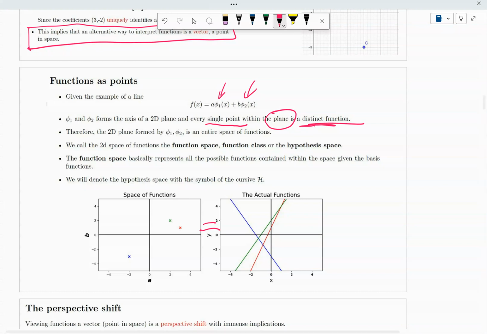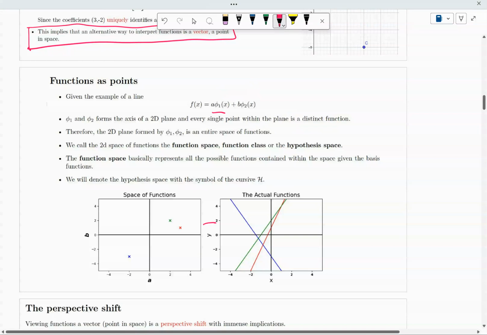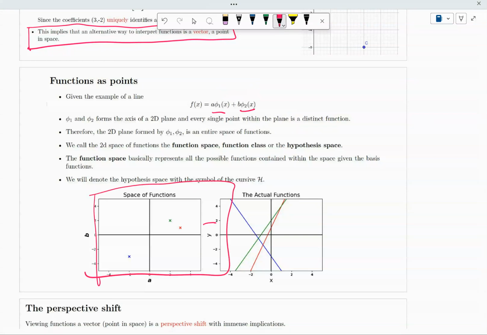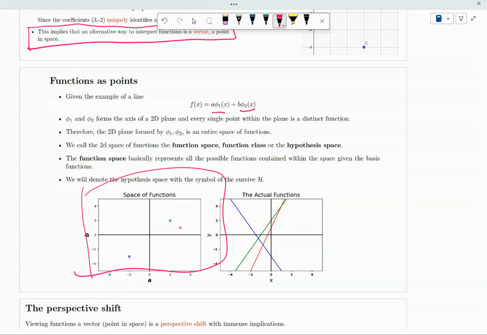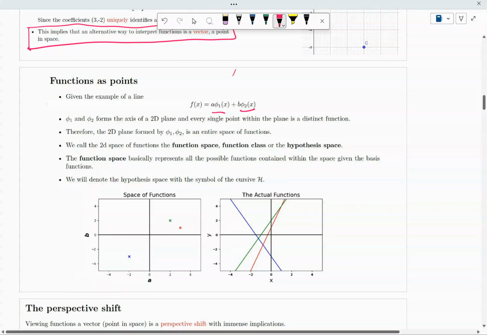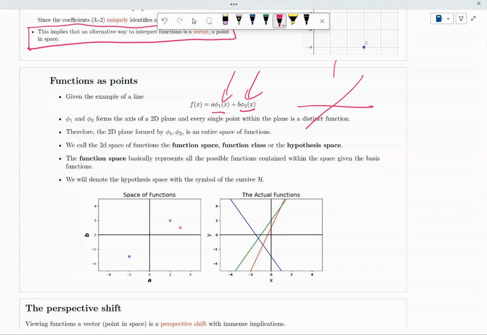And this is why I keep saying that when you decide on the basis, you're essentially deciding upon this space, right? You're deciding upon the space in which every single point within the space is a function. And if you pick two, right, it will be in a 2D plane. But had you picked three of them, then it's going to be a 3D space. And the points in here will be a function as well.